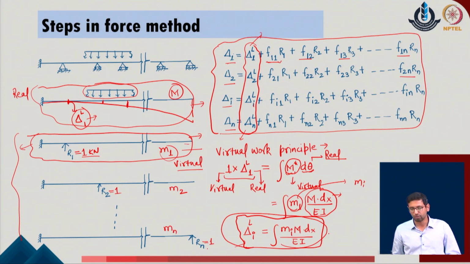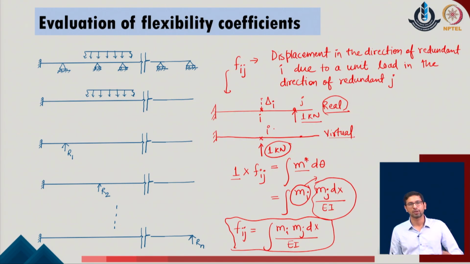We can keep on doing the unit load applications at the different positions of these redundants and calculate the amount of the deformation due to the external load in the direction of these redundants of the given system. Now, in order to define the flexibility coefficients of the given problem, one can define that the flexibility coefficient f of ij is the displacement in the direction of the redundant I due to the unit load in the direction of the redundant j.